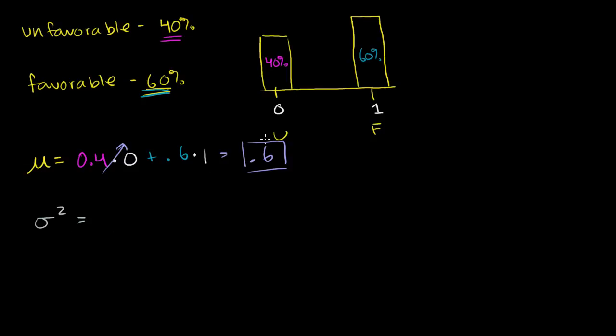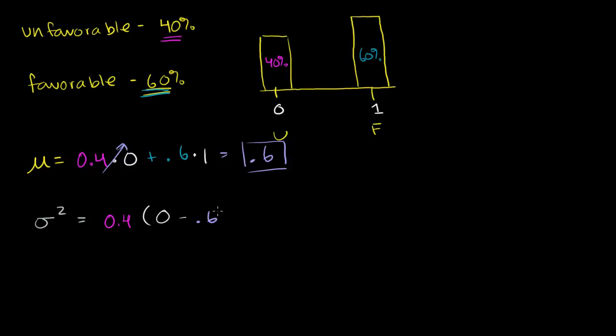So what's that going to be? Well, there's two different values that anything can take on. You can either have a 0, or you can have a 1. The probability that you get a 0 is 0.4. So there's a 0.4 probability that you get a 0. And if you get a 0, what's the distance from 0 to the mean? The distance from 0 to the mean is 0 minus 0.6, or I could even say 0.6 minus 0. Same thing, because we're going to square it.